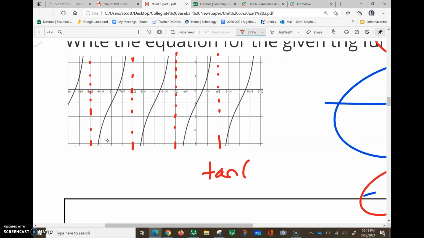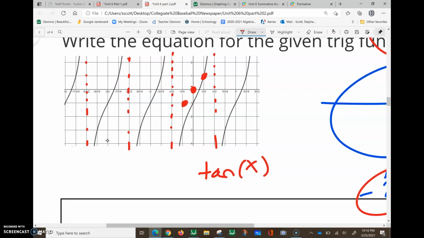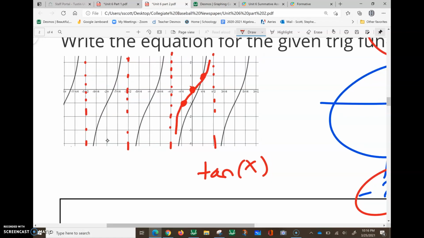But now the question is, okay, the output values were clearly affected, because for tangent, the critical points are 0, pi over 4 at 1, and negative pi over 4 at negative 1. It would kind of look like this. Okay, so it has been affected, but the question is how?